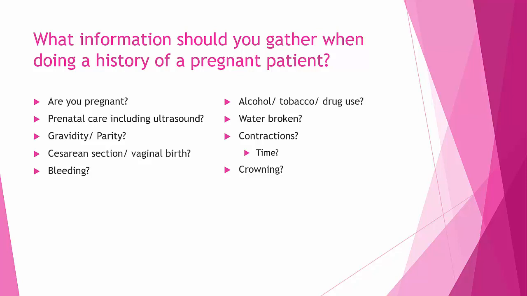Okay, we want to find out, is there any vaginal bleeding? Any spotting? If there is bleeding, how long did it last? What did it look like? What color was it? What were you doing when it started? Did you use sanitary pads or tampons to absorb the bleeding? If so, how many pads?